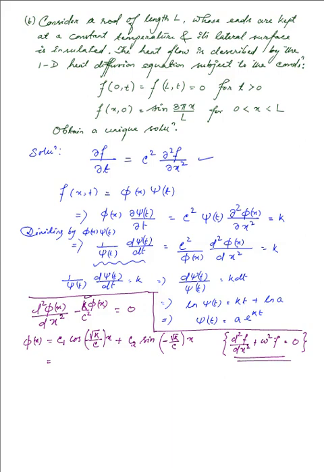As a result of this, we have two more constants, and let me write that equation. Because cosine, again I said, is an even function, we are left with only c1 cosine of root k over c times x, and this one becomes minus c2 times sine of root k over c times x.